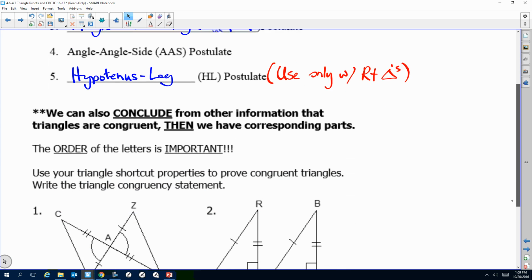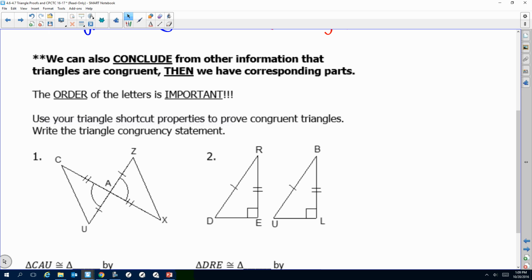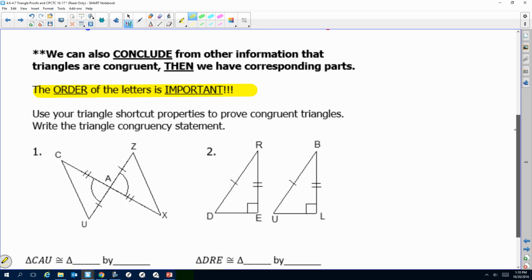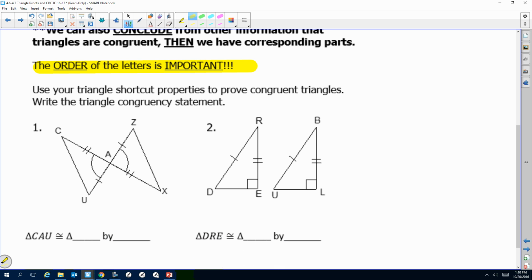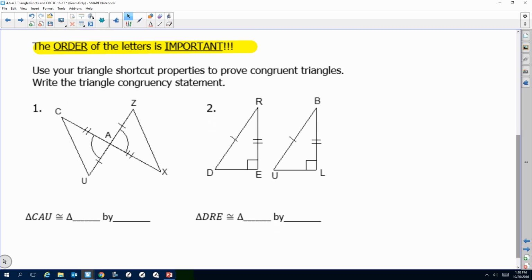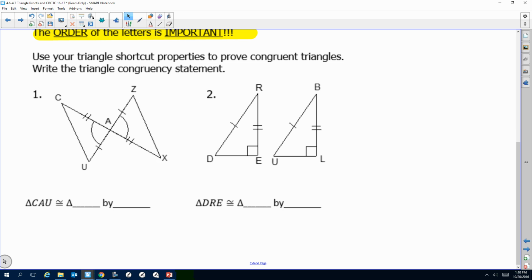When we do proofs, or when we're proving parts, corresponding parts, let me get the highlighter out. The order of the letters is important. Okay? Order is important. And I'm going to highlight some relationships here. So get your highlighter. All right. Number 1, we're going to use our triangle shortcuts, use our markings that are given to us to complete the congruency statement, and order is important.